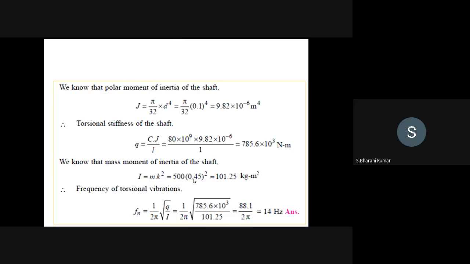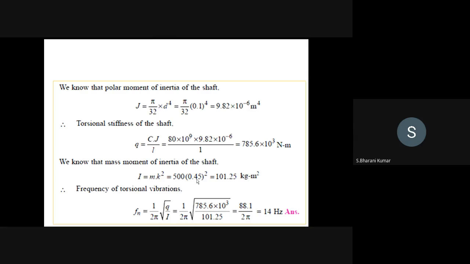Then I equals the mass moment of inertia of the disc. M equals 500 kg is given, and the radius of gyration is given as 450 mm, that is 0.45 meters. So I equals m k square, that is 500 times 0.45 squared, which gives 101.25 kg meter square.